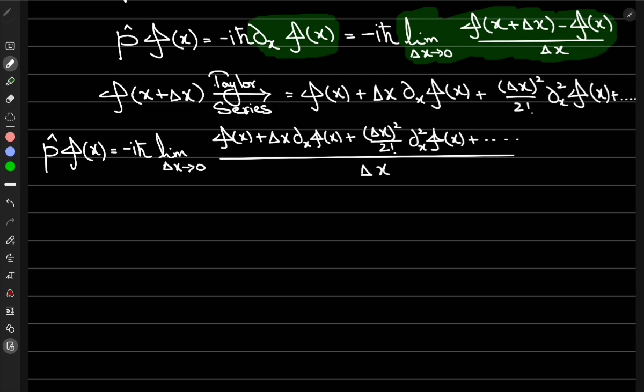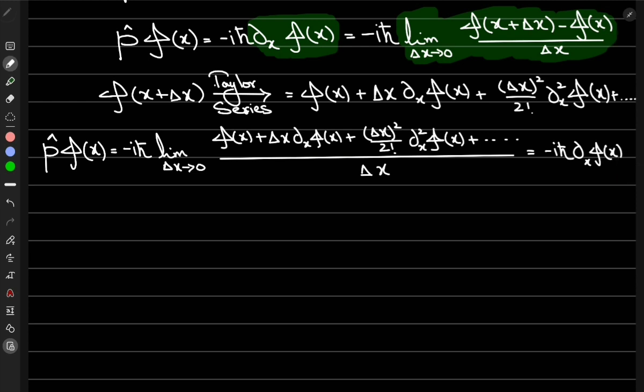Now we know that what is this? This is just minus iota h bar. And what is this entire thing? This entire thing is nothing but the partial derivative with respect to x of psi of x.